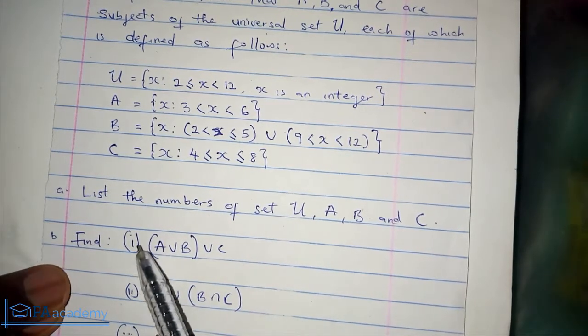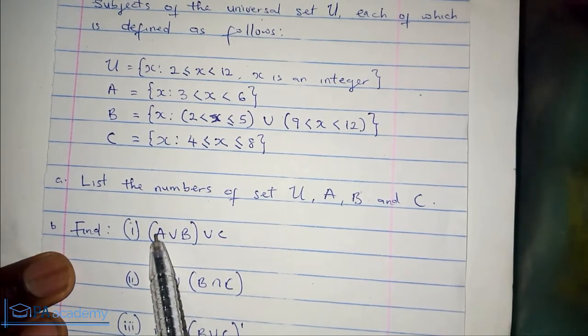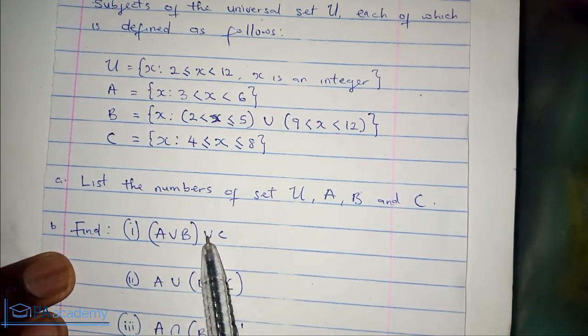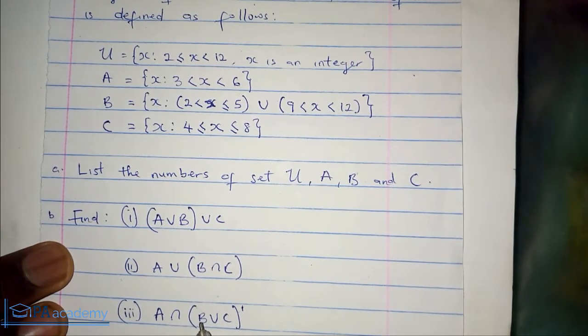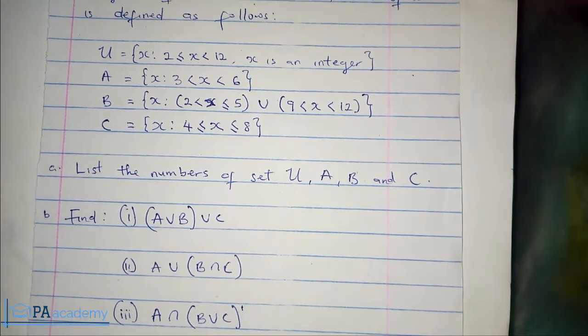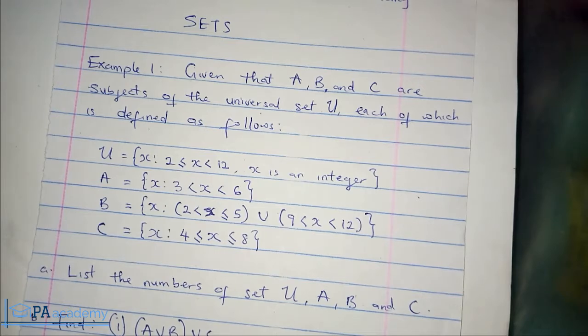Part B says we are looking for A union (B union C). We're also going to look for A union (B intersection C), and A intersection (B union C) prime. So these are very simple questions. Just forget how it is being written. It is very simple, and we are going to be doing that right now.